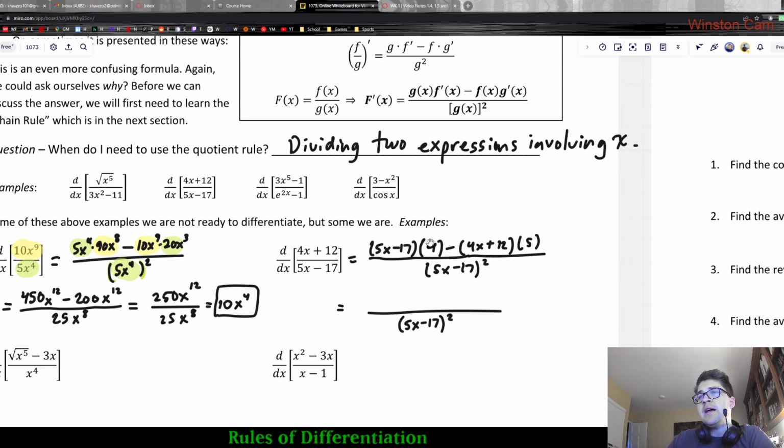In the top, though, the 4 will distribute, so this would give me 20x minus 4 times 17. This is not easily in my memory bank, but that would be 68.